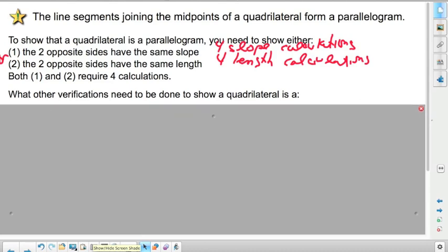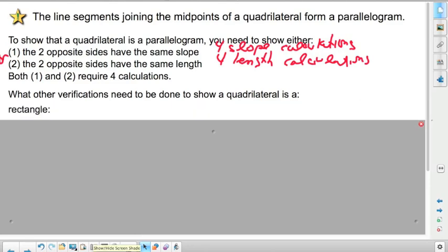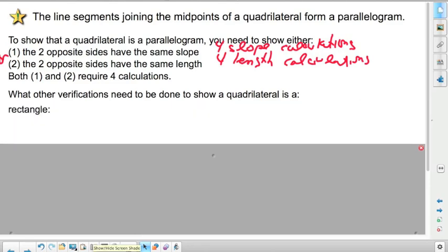Okay, so both 1 and 2 only require 4 calculations, right? So we can talk about other quadrilaterals. A rectangle. What else do we need to demonstrate that a parallelogram is a rectangle? Lengths? The angles. Yeah, so basically a rectangle is the same as a parallelogram.